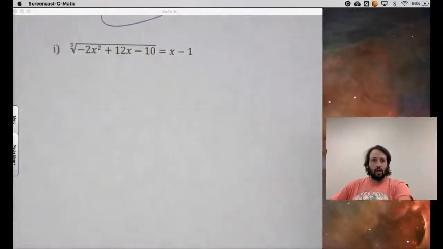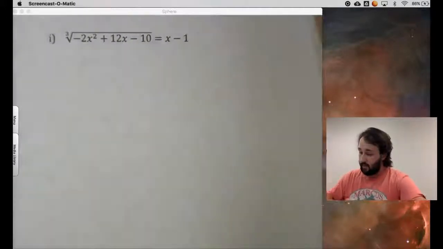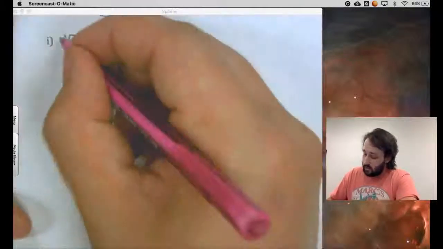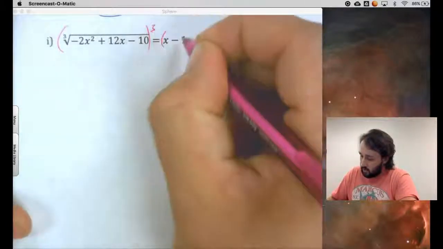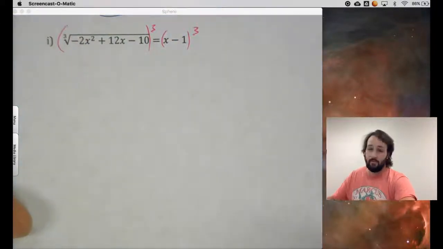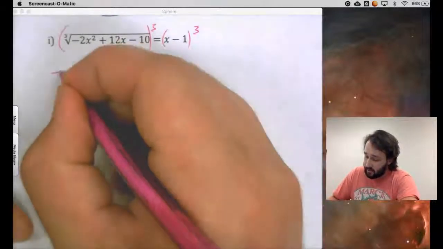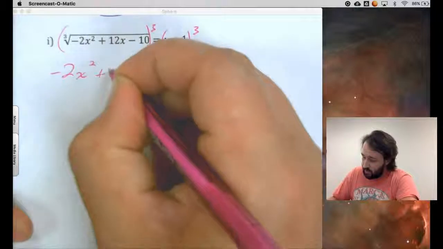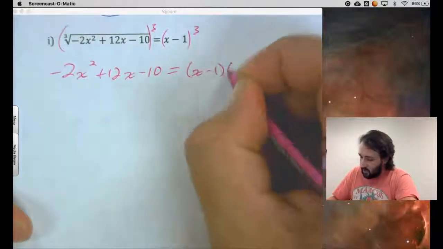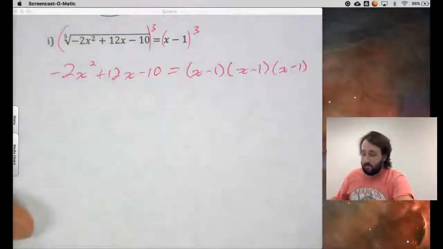All right, now for the monster. You'll see this one on your quiz, so I wanted to make sure that you guys knew how to solve it. All right, so I have a cube root by itself, so cool. So I need to cube and cube. Now that x minus 1 cubed, that's going to be a little bit of a beast, but just take your time multiplying it out. So on this side, super easy. It just gives me negative 2x squared plus 12x minus 10, and then equals, I'm going to take the time and write all 3 of these out for you guys, so you know where everything is coming from.